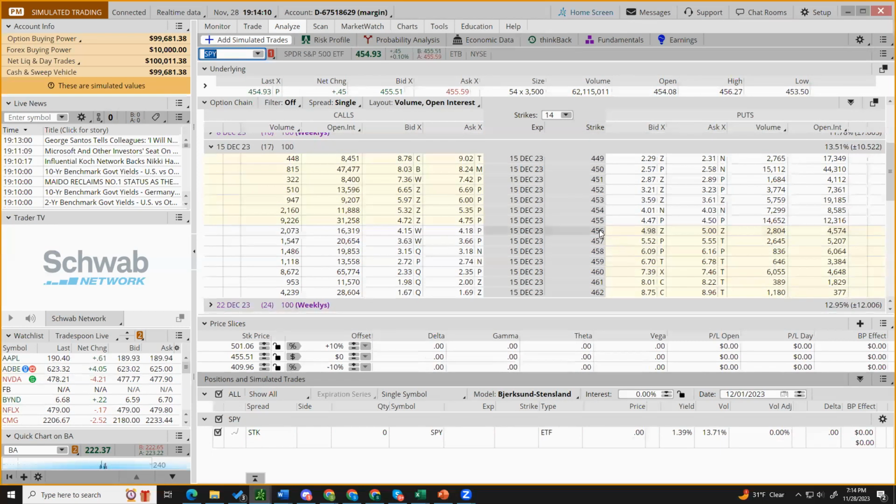So let's just take the 456 calls. 2,073 traded today. We don't know if they were buy to open or sell to close or sell to open or buy to close. We could try to track that a little bit if we watched the open interest, and we could say, oh, the open interest increased 500 from yesterday to today. So that means that more were open, but we don't know if it was buy to open or sell to open. That's not important to us.